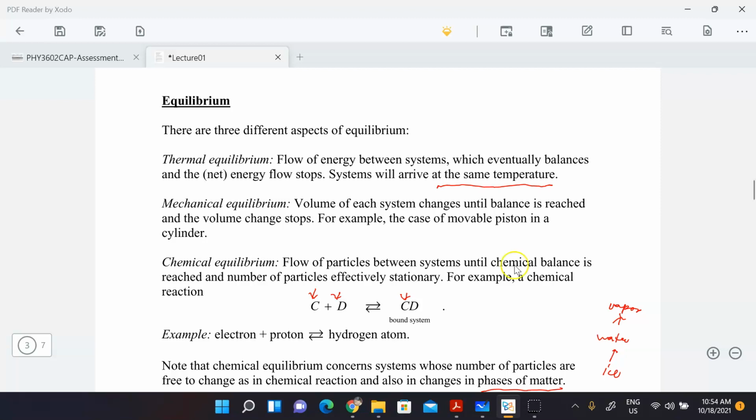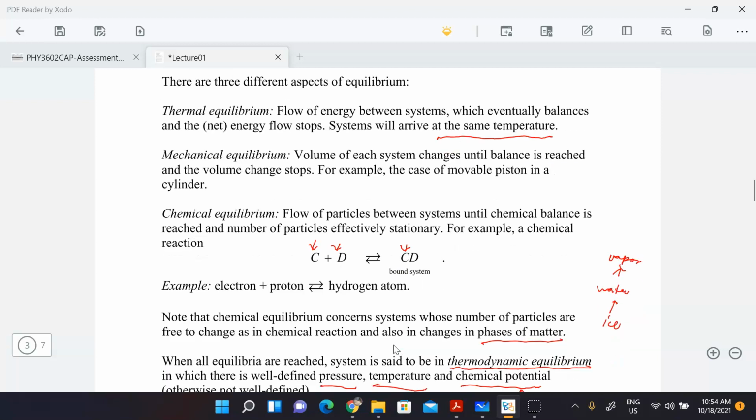So you can have flow of particles, you can have different particles inside the system, and they interact and form a different species. For example, C and D form a bound system, CD. An example would be a plasma, where you have free electrons and free protons moving around, and hydrogen atoms in that particular plasma system.